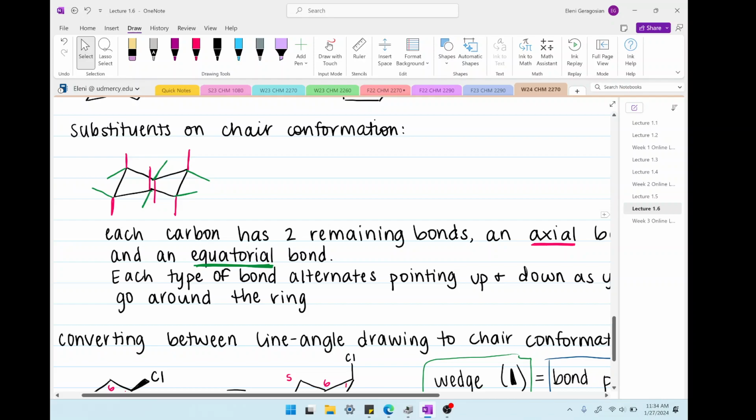Each carbon always has an axial and an equatorial. If the axial is pointing up, then the equatorial is pointing down. If the axial is pointing down, then the equatorial is pointing up.